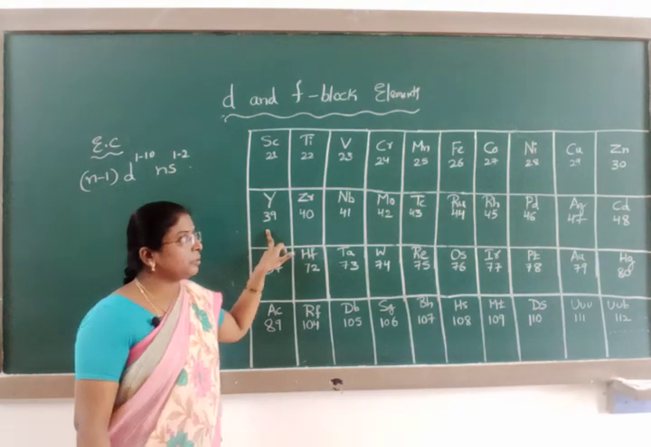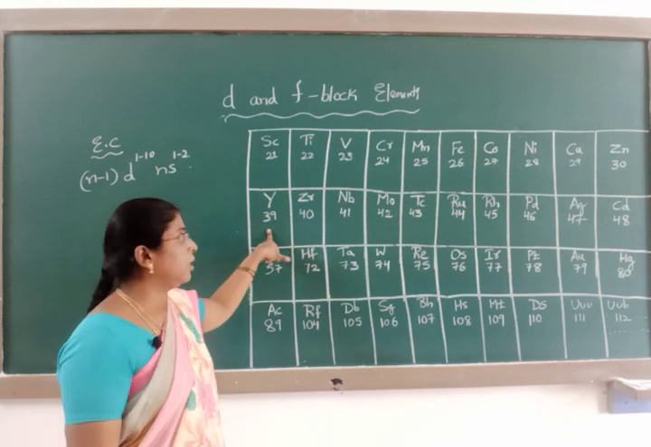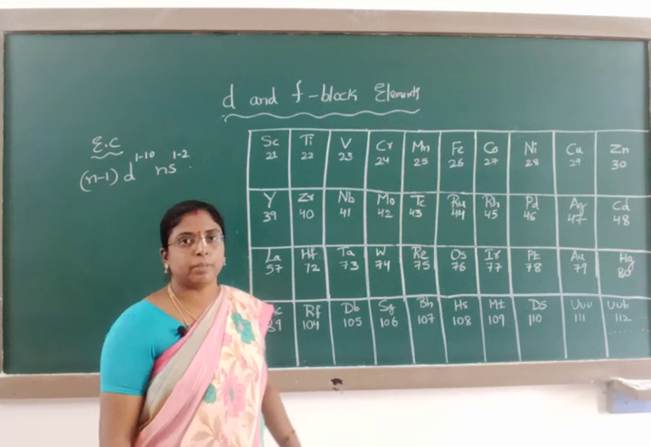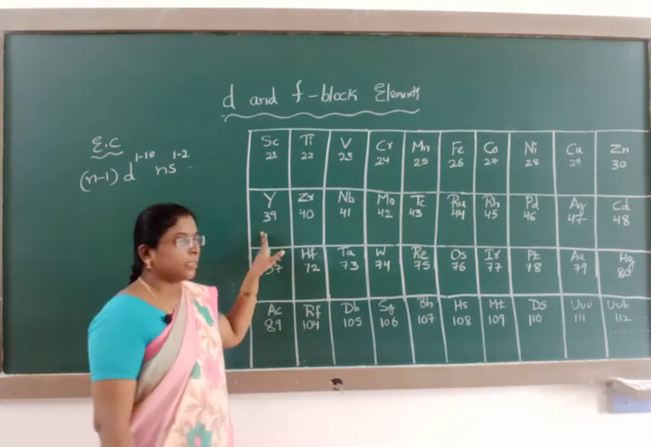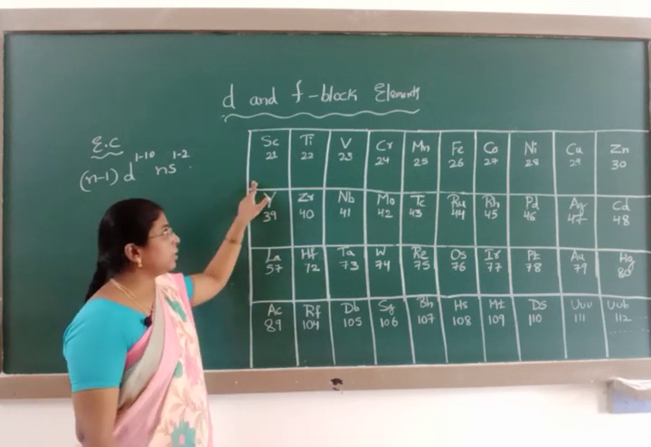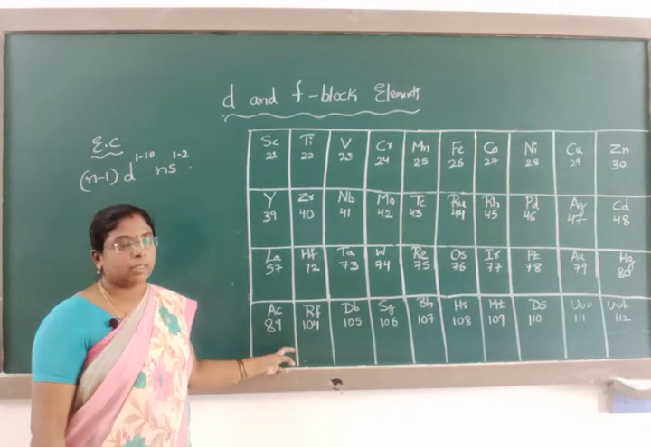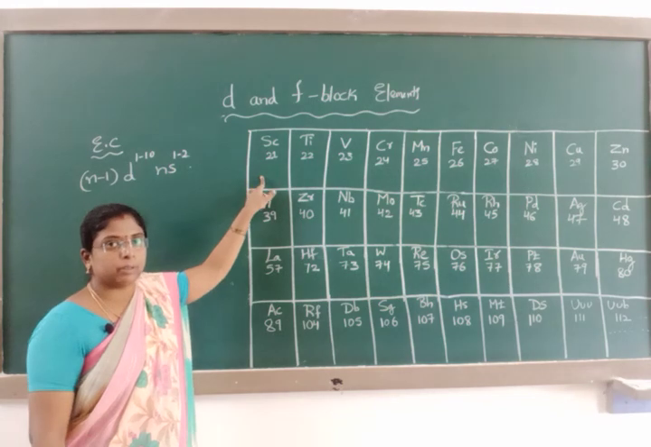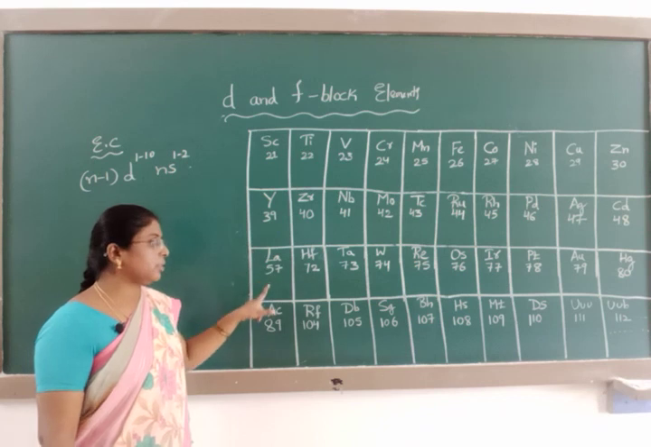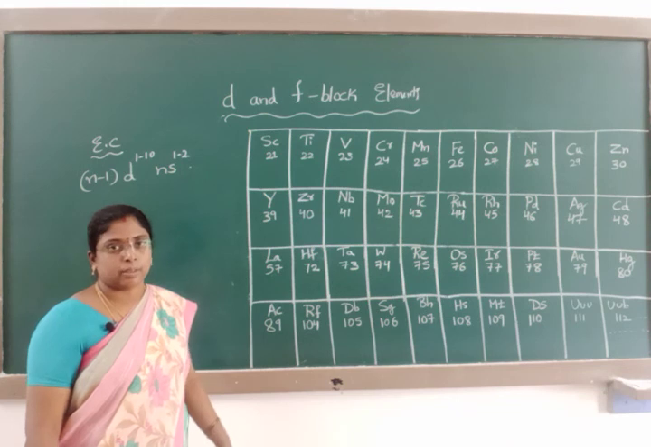From yttrium to cadmium is known as the second transition series. Yttrium has atomic number 39 and cadmium has atomic number 48. It is known as the 4D series. So we have the 3D series, 4D series, 5D series and 6D series. When the last electron enters into the 3D subshell, it is the 3D series; into the 4D subshell, the 4D series; and so on for 5D and 6D.